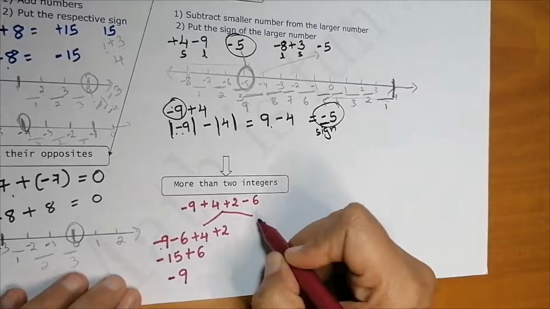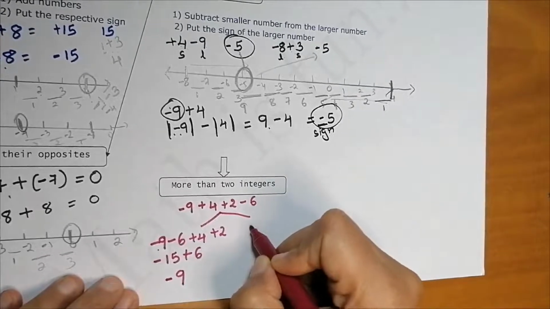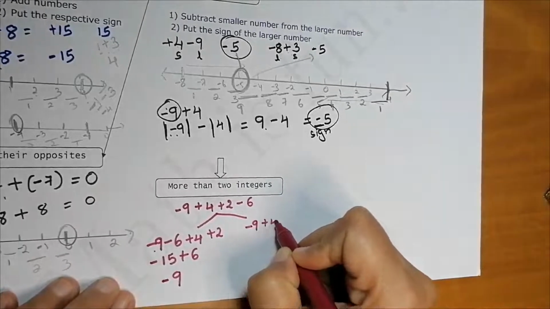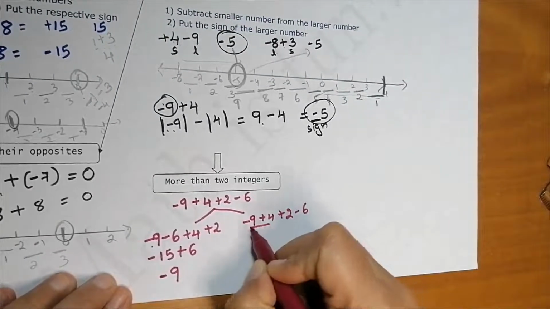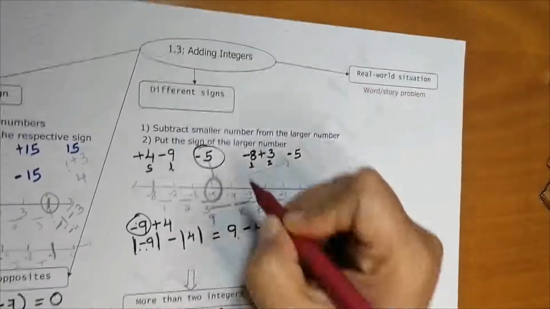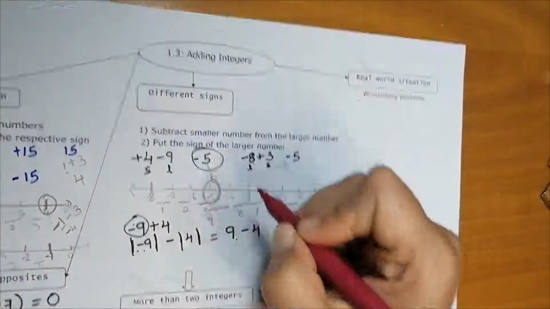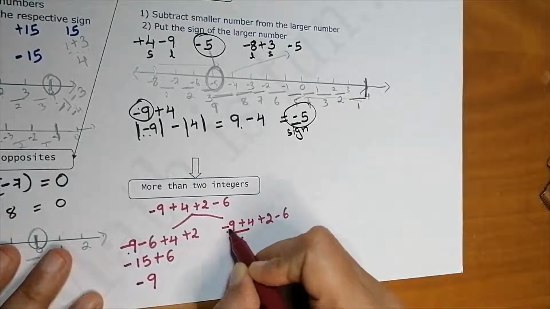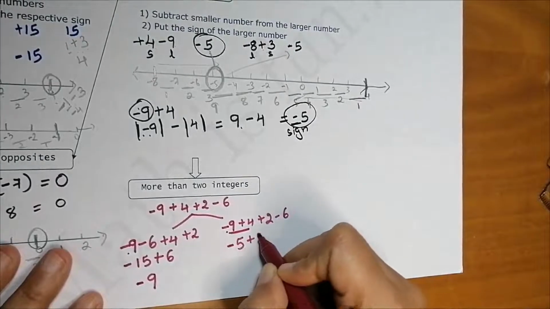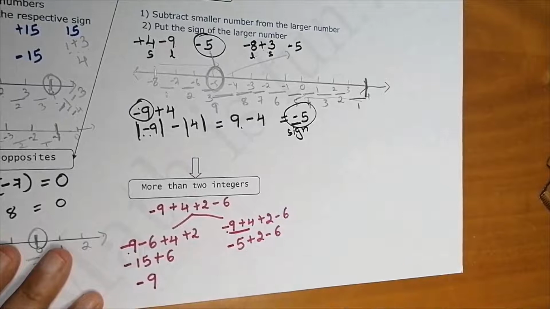The other way is you go one by one. So you say minus 9 plus 4. Let me just write it here again. Then you do this too, okay? So minus 9 plus 4, different signs, right? So larger minus smaller, which is 5, and the sign of the larger. And then I write the rest of it as it is so that I don't miss any numbers, okay?